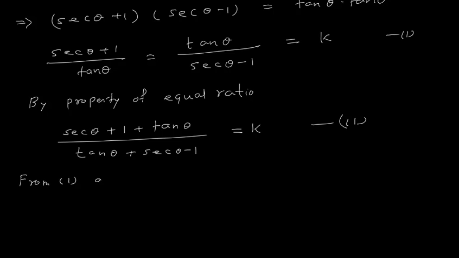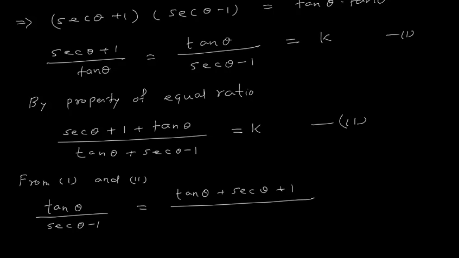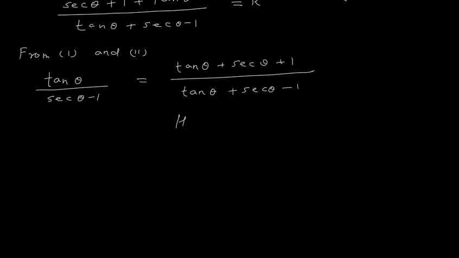So from 1 and 2, if I compare 1 and 2, what I will say that tan theta upon sec theta minus 1 is equals to tan theta plus sec theta plus 1 whole divided by tan theta plus sec theta minus 1. Hence proved. Simple. Okay. So properties of equal ratio.